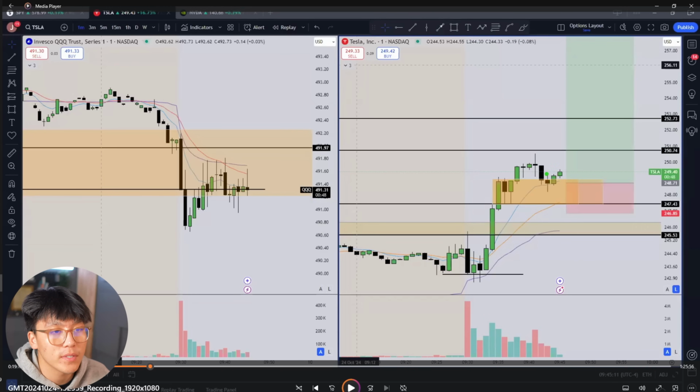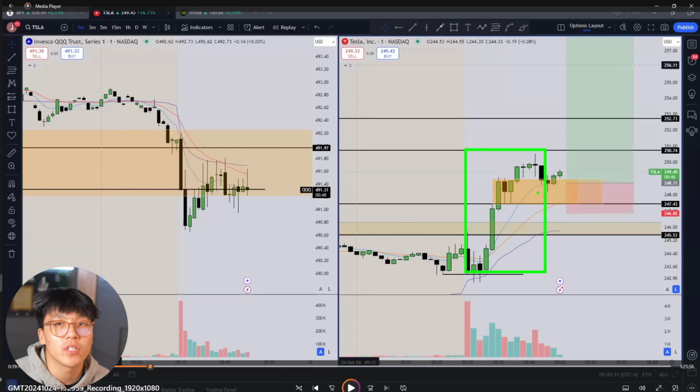What I was looking for was an entry around this 1-minute order block, risk just underneath, looking for that continuation towards the upside. The reason why I took a starter position was because we already had that opening drive play towards the upside, right? I didn't really want to miss out on the move in case it wanted to just launch higher. So that's why I took a starter position, but if it pulled back more into the key level, I was going to look to add into a full position on Tesla.